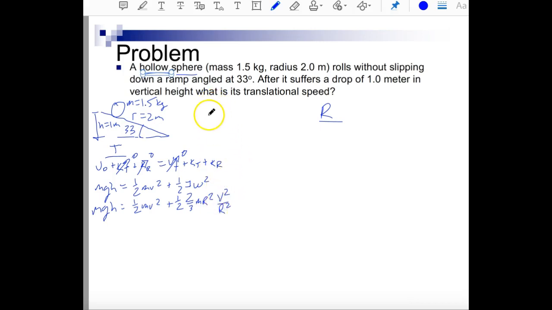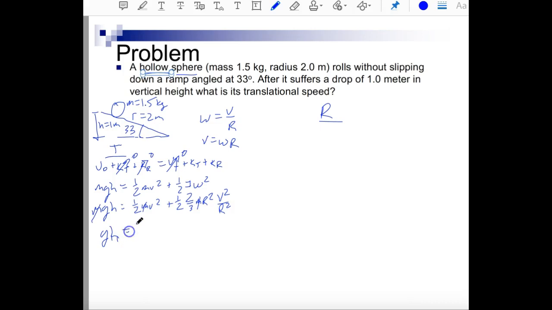And where did that come from? Remember, omega is equal to v over r because v is equal to the angular times the radius. Alright, so we've substituted that in. We can go ahead and do some of our math. We can also get rid of the mass, so mass won't matter. This is gh. That looks like an L, so let's make it an h.